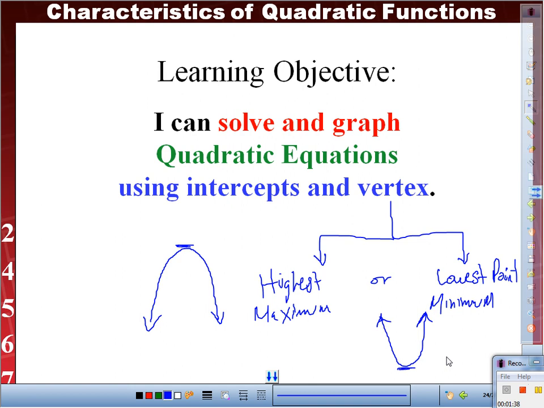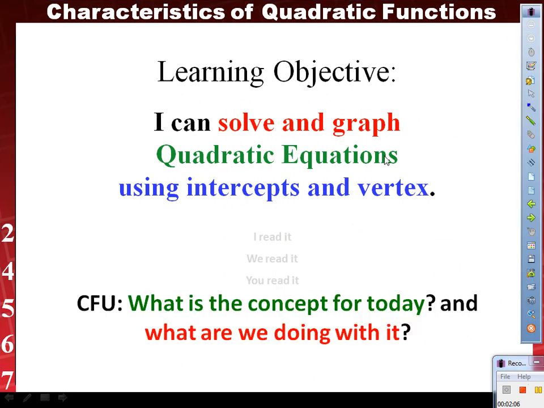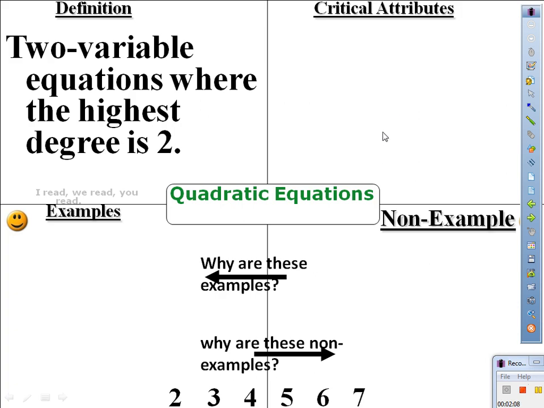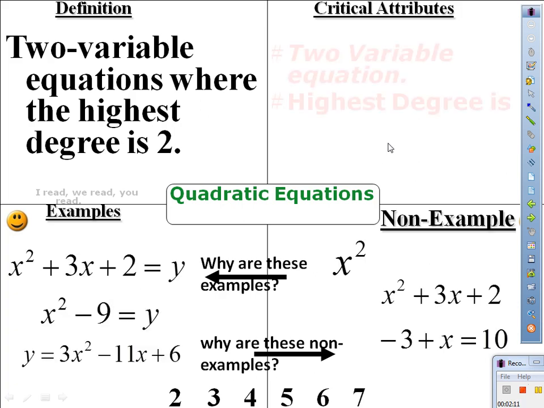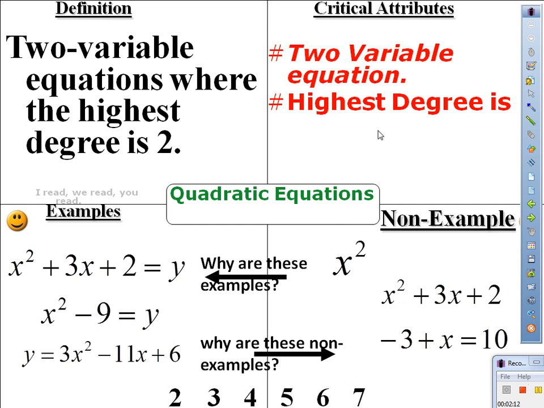Right now we're just talking about the highest and the lowest point. We're not talking about dimension or how it opens or anything like that yet. Okay? All right. So with that said, let's get started. We don't need a Frayer model because we already know what quadratic equations are. Steps, we're going to write those steps together along the way. Let me go to example number 1.